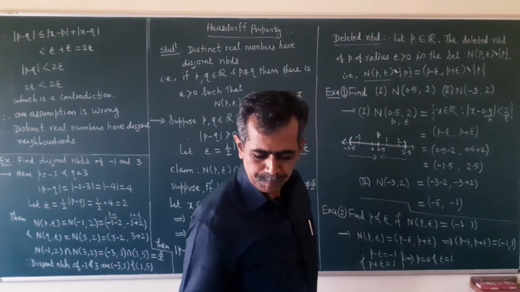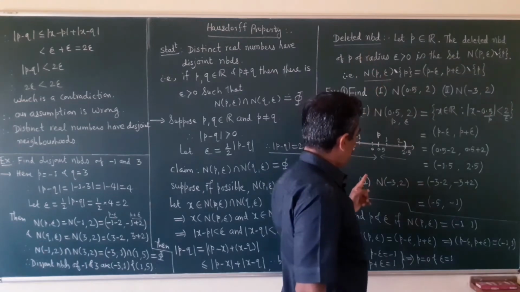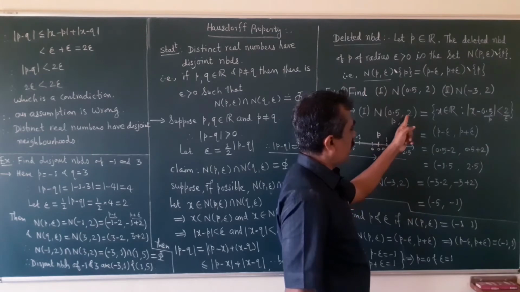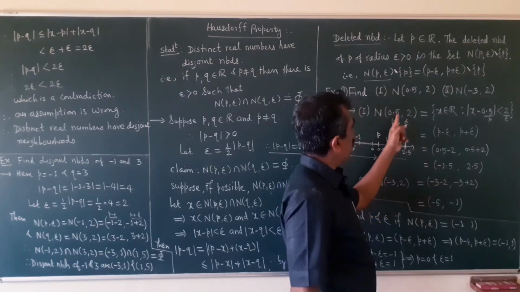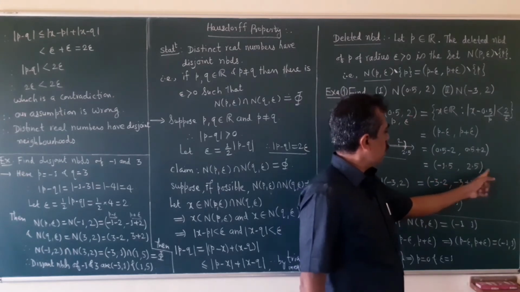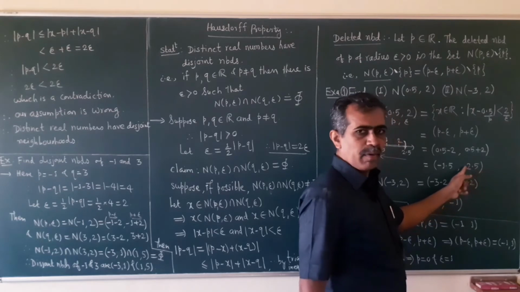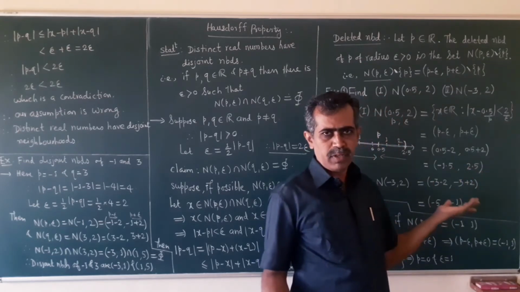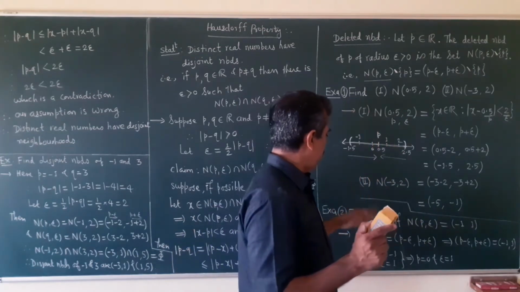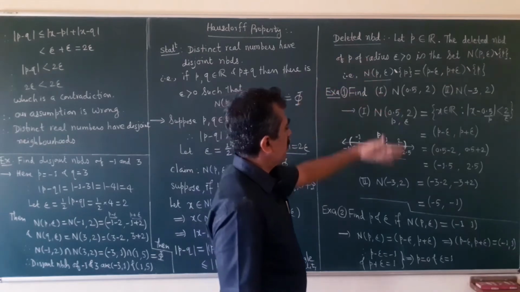So what is the deleted neighborhood here? If you consider the deleted neighborhood of 0.5 of radius 2, you only remove 0.5 from the neighborhood of 0.5 of radius 2. What you get is the deleted neighborhood. So this is how we define a neighborhood and a deleted neighborhood.